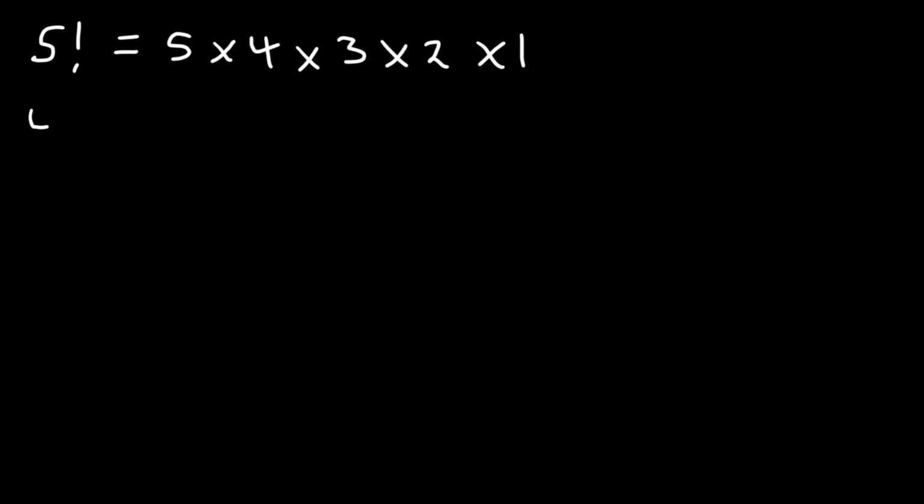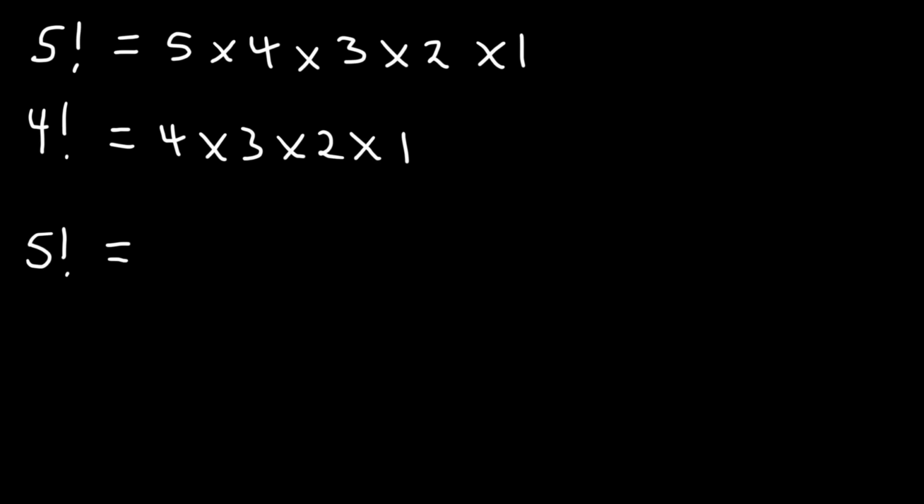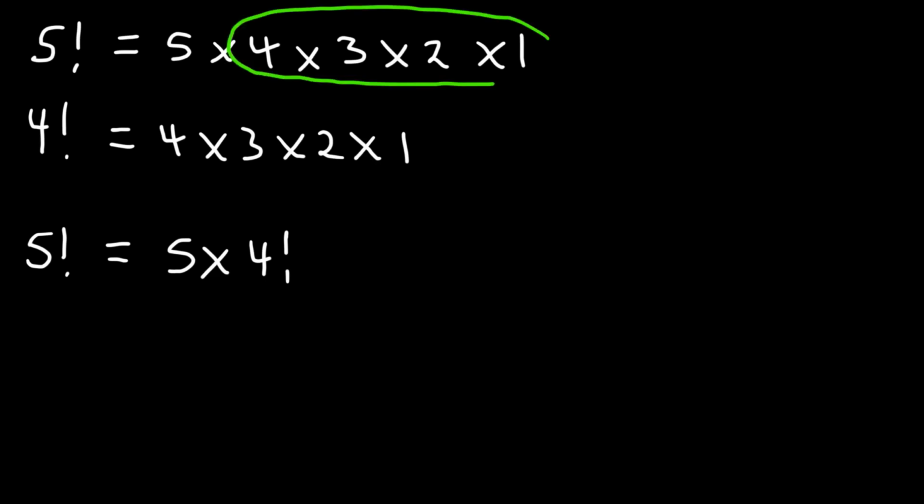Now what about 4 factorial? 4 factorial will be equal to 4 times 3 times 2 and then times 1. Now if you want, you can stop at a certain number. For example, 5 factorial can also be written as 5 times 4 and then times 3 times 2 times 1. But instead of writing all of that, we can just stop at 4 and then put factorial, because 4 factorial is the same as 4 times 3 times 2 times 1.